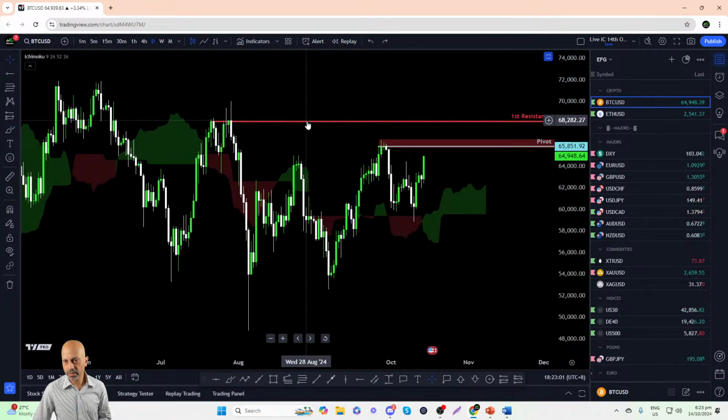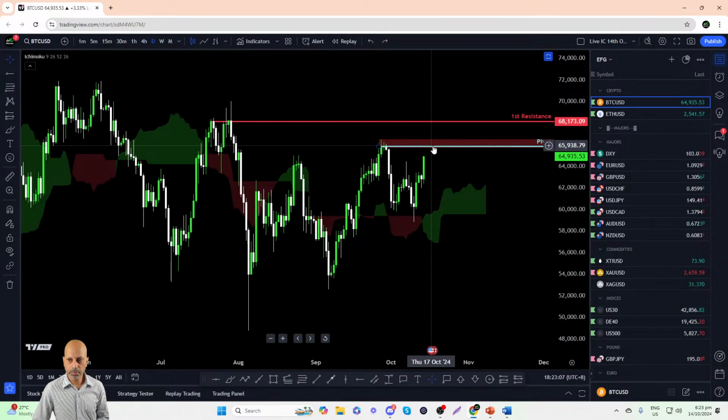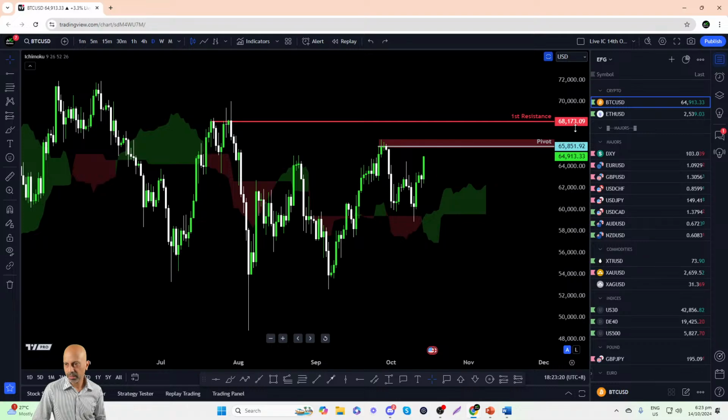So that's why we've identified the first resistance. The pivot is also a multi-swing high resistance. Take note, we could see Bitcoin probably stall around this level once more. So this is where you should identify your first potential take profit target. And of course, if it continues to climb even higher, we can then identify the next take profit target at around 68,170, which is a multi-swing high resistance.